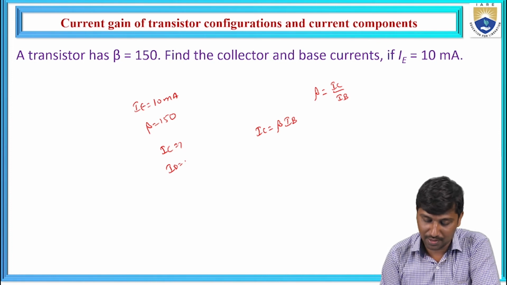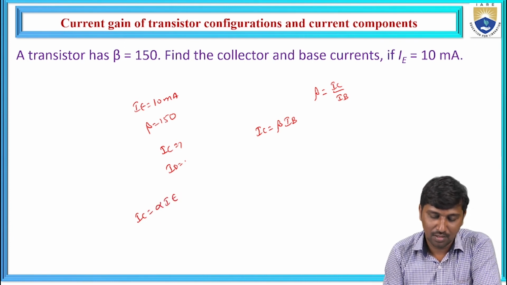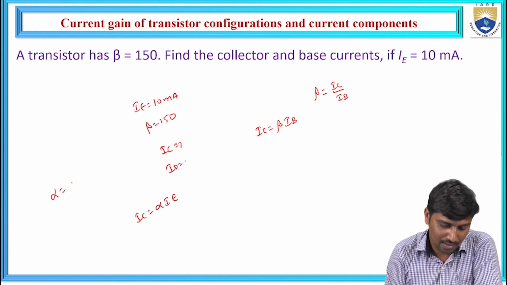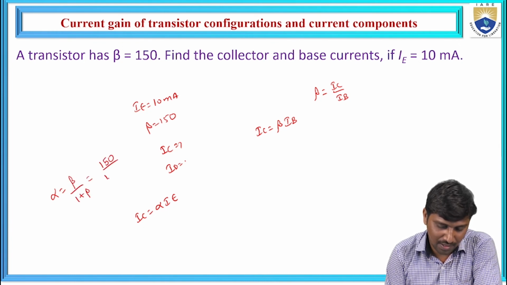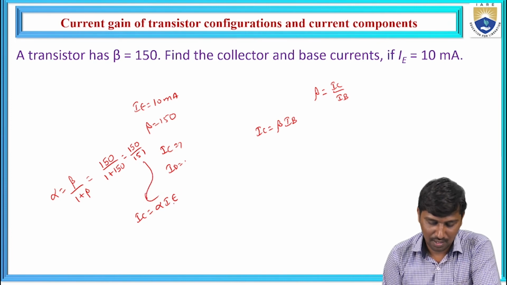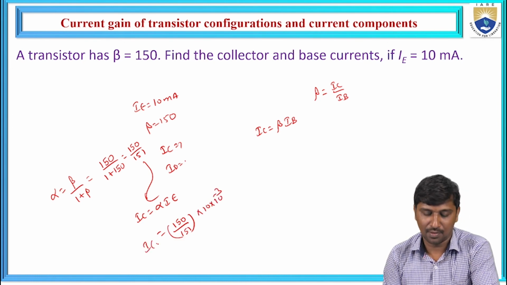Otherwise you can write IC is equal to alpha times IE based on the given specifications, but there is no alpha value, so you should first convert alpha in terms of beta. That is beta by 1 plus beta, means 150 by 1 plus 150, that gives 150 by 151. Now you can substitute this alpha value here. So 150 by 151 into 10 milliamperes is the IC value.